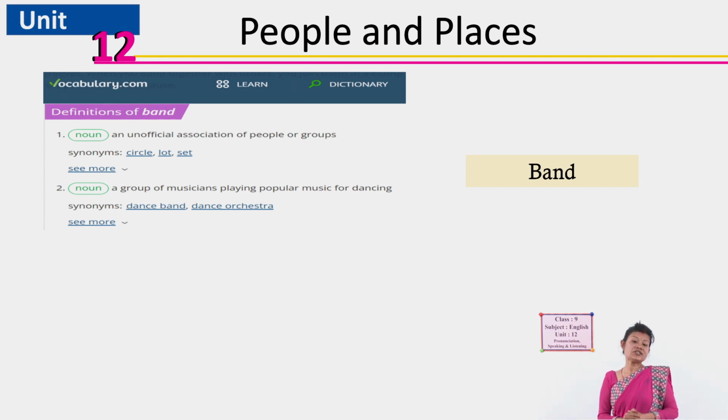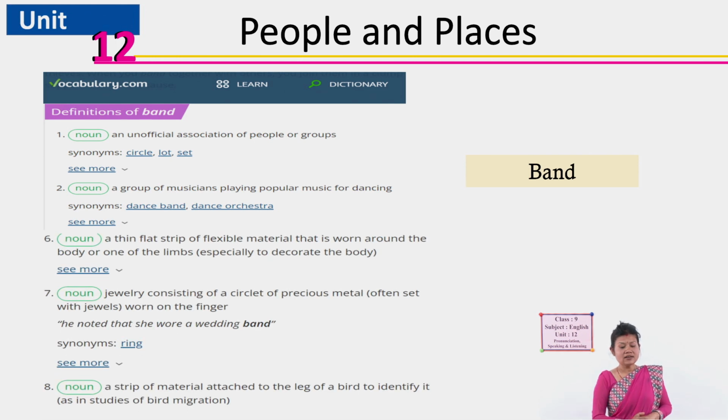An official association of people or groups, as I showed you in the previous slide. Band means association of people. Similarly, the second meaning is also related to that. Now look at other meanings, and just be aware of the meaning given at last, number 8: a strip of material attached to the leg of a bird to identify it. So in this way, band is sometimes a group of people, sometimes jewelry, or sometimes a strip of material, like a hairband. So it also can have multiple meanings.